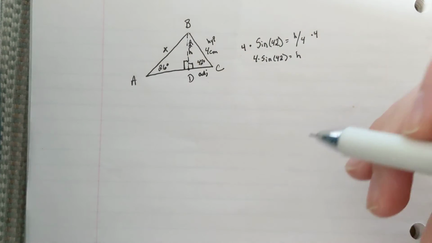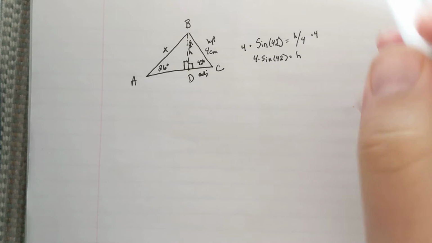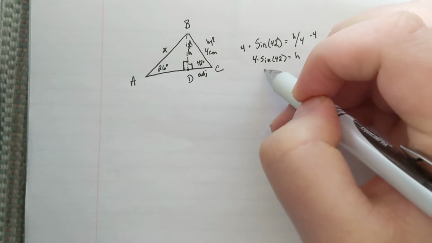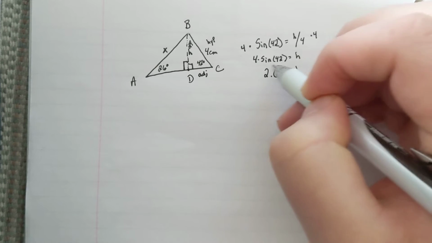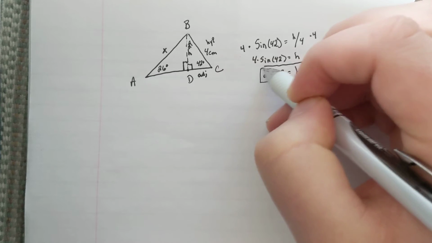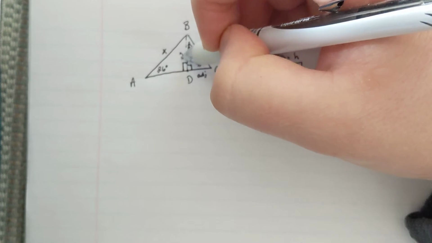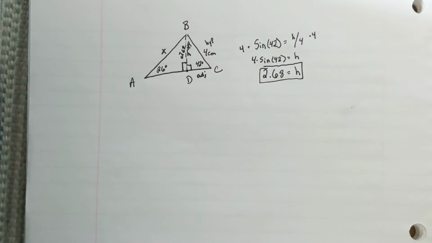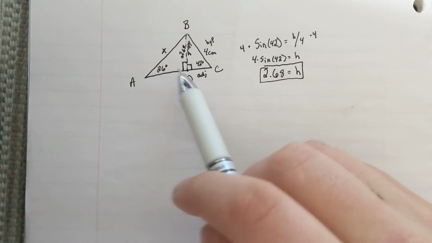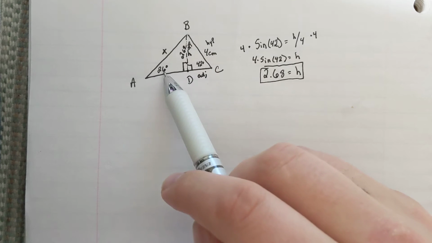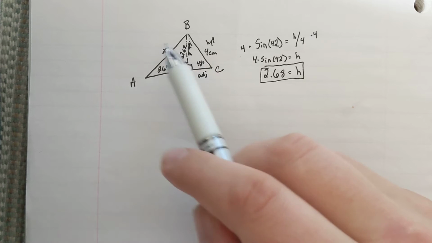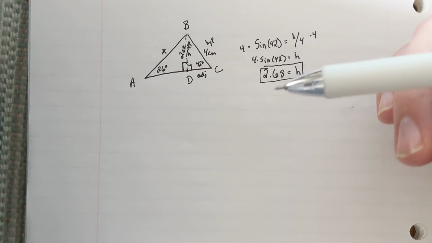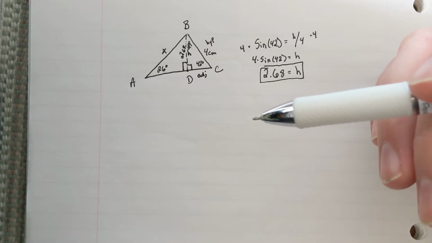Type that in our calculator. Make sure you're in degree mode, so you get the correct answer, and you get 2.68 roughly is the height of that triangle. So I'm going to fill that back in over here, 2.68. All right, now if I look at triangle ADB, that right triangle, I have an angle. I now have a side length based on the work I did over here, and I'm trying to find another side length. So that allows me to use sine, cosine, or tangent once again.